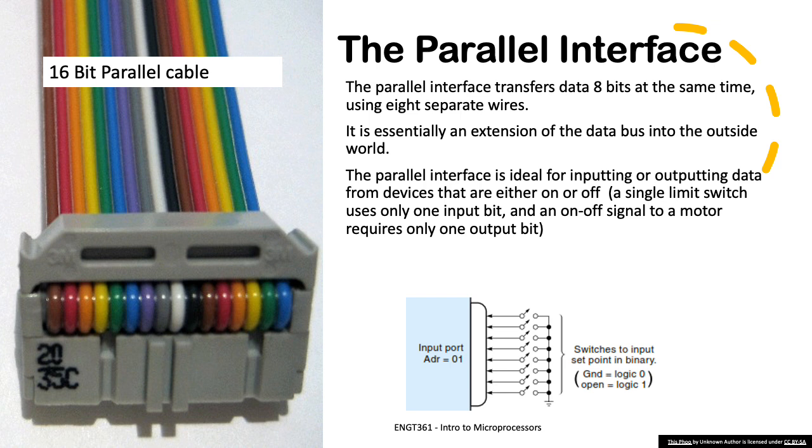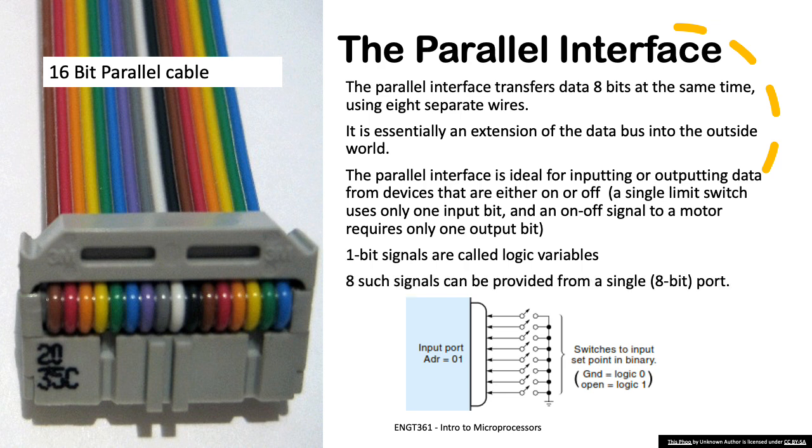For example, a single limit switch uses only one input bit, and an on-off signal to a motor requires only one output bit. These one-bit signals are called logic variables, and 8 such signals can be provided from a single 8-bit port. This concept will be expanded on later in this section. I've shown a 16-bit parallel cable here because the colors indicate quite nicely the parallel nature of the signals, but just remember we will normally be dealing with 8-bit cables.